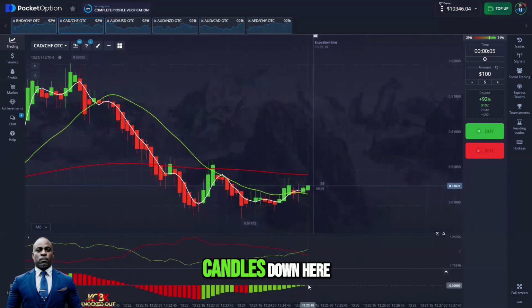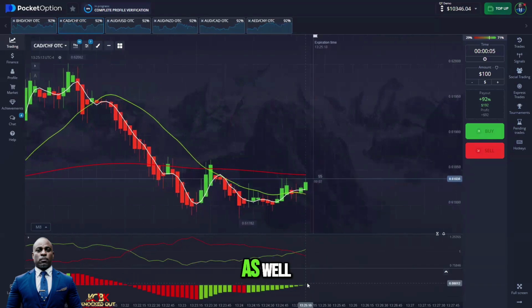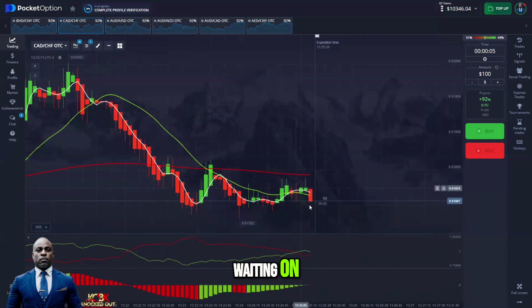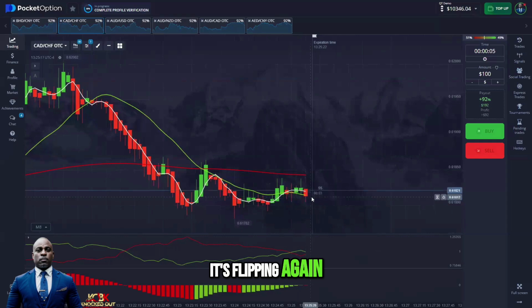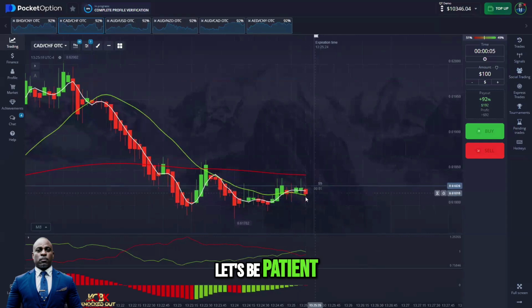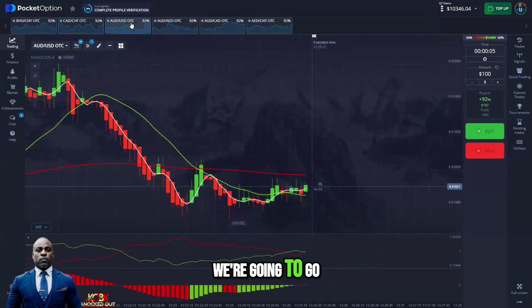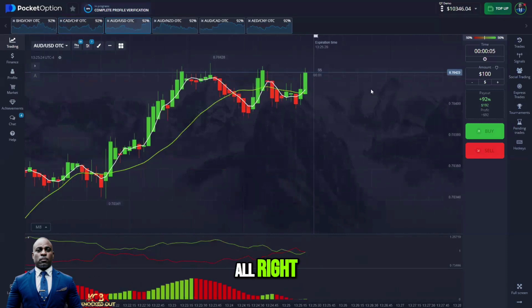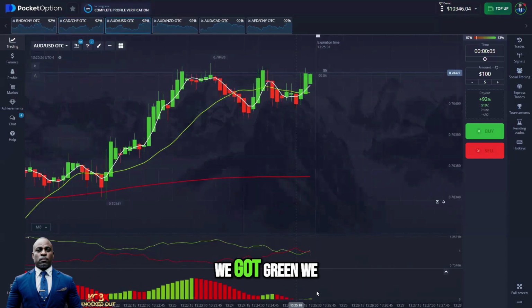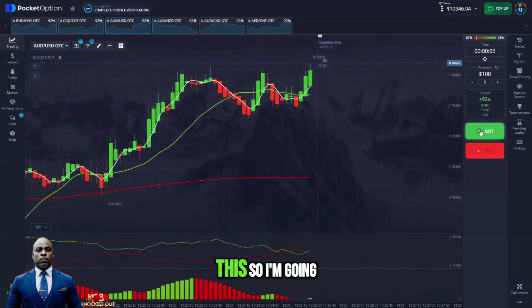And we have green candles down here, which is signifying buy as well. So what I'm really waiting on, it's flipping again. Let's wait. Let's be patient. Let's see what we get. We're going to go to another pair. All right. We got signal crossing. We got green. We got green. Guys, I will look to take this. So I'm going to enter now.